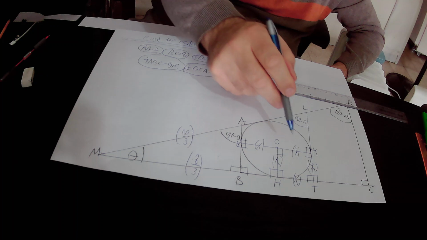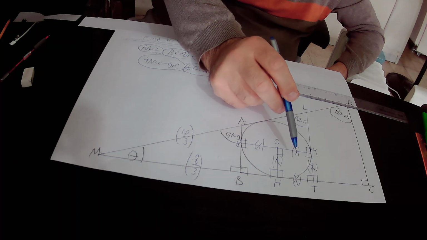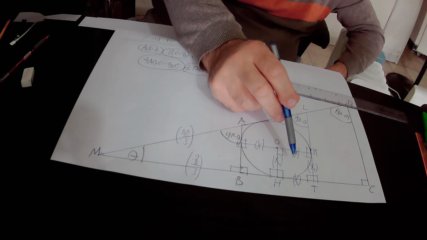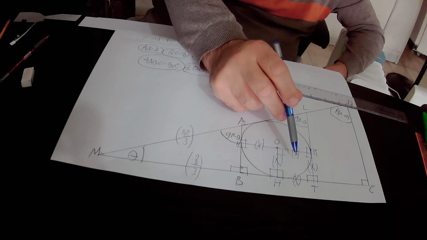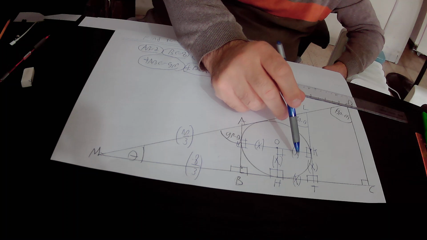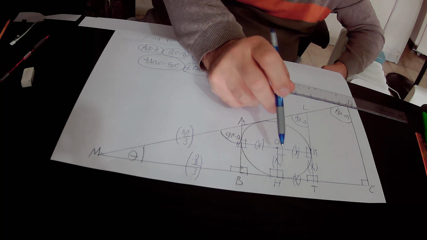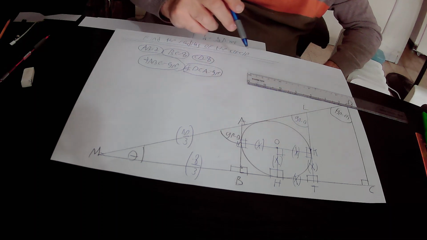So we actually found out that this quadrilateral OKHT is not a rectangle but a square. Why? Because all of its sides are equal to each other. Each side of this quadrilateral is equal to x. Therefore, quadrilateral OKHT is a square.